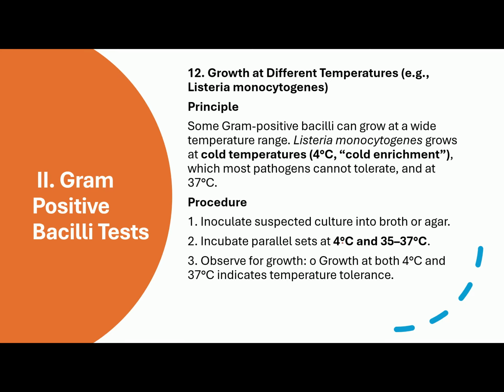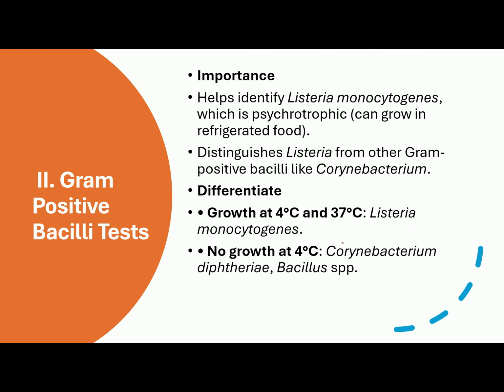Next, growth at different temperatures. Common sa Listeria monocytogenes, class, because they can grow at cold temperatures. Very common sila in causing diarrhea because it can grow at refrigerator temperature. So inoculate the suspected culture in a broth or agar. Incubate parallel sets at 4 degrees and 35 to 37 degrees. Observe for growth. Growth at both 4 degrees and 37 indicates temperature tolerance, which helps identify Listeria. So growth at 4 degrees and 37, Listeria yung class. No growth at 4 degrees, Corynebacterium and Bacillus species.